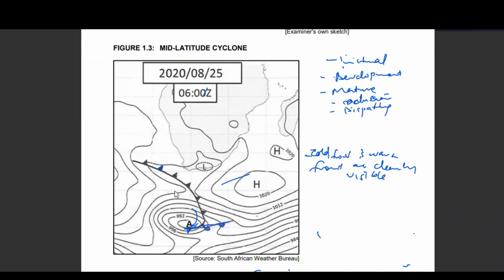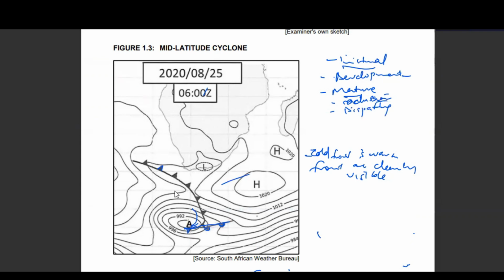When you talk about the stages, in the initial stage, air is just moving in the opposite direction. In the development stage, a wave develops and a kink starts to come up. Then, in the mature stage, the cold front and the warm front can be clearly visible. When we talk about the occlusion stage, you remember that the two symbols of the cold and the warm front appear on the same line. Why is it so?